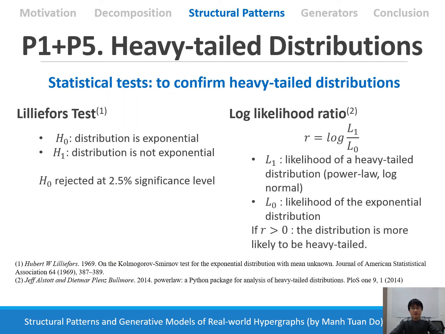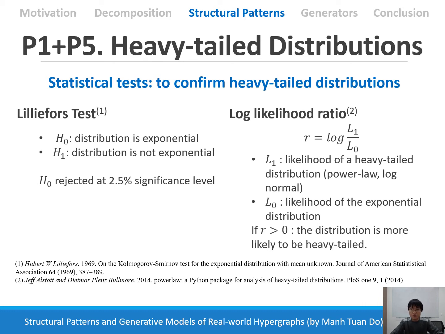To confirm that a distribution is heavy-tailed, we employ 2 statistical tests. The first one is the Lilliefors hypothesis test, in which the null hypothesis is that the investigated distribution is exponential, while the alternative hypothesis is that the distribution is not. If the null hypothesis is rejected, we have evidence against the distribution being exponential. In our dataset, in most cases, the null hypothesis is rejected at the 2.5% significance level.